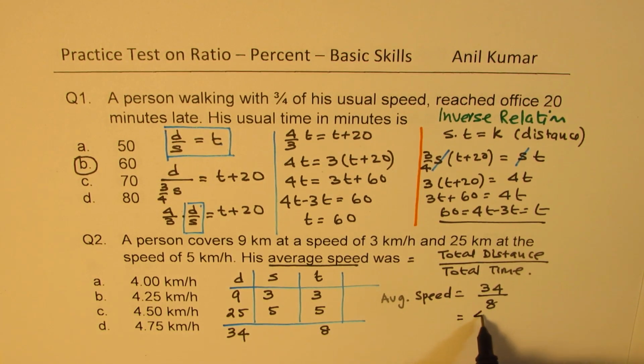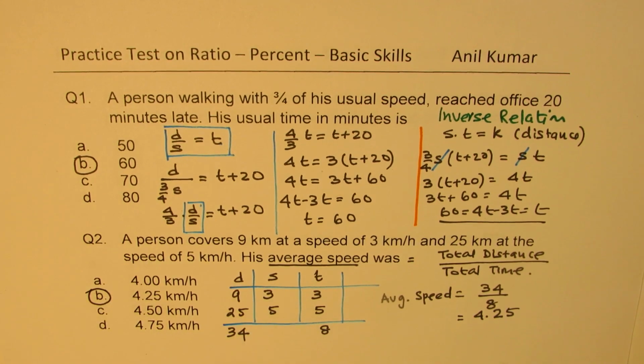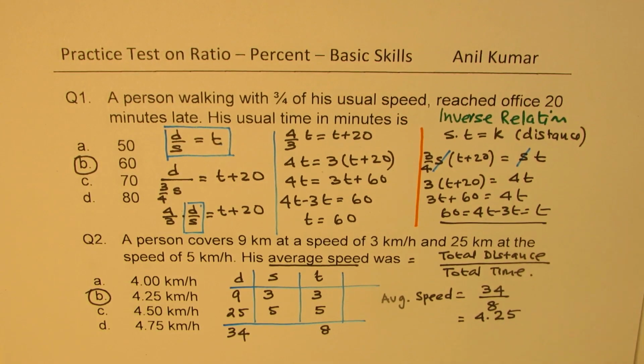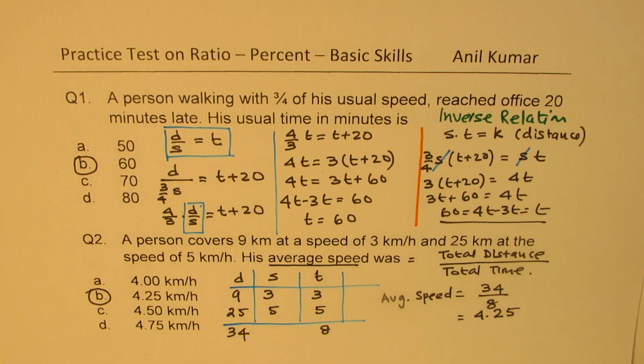So 8 times 4 is 32, right? So we get 20. 8 times 2 is 16 and 4.25. Option B is the correct option. Is that clear to you? So that is how you could solve this question. Both of them were related to distance, speed, and time.